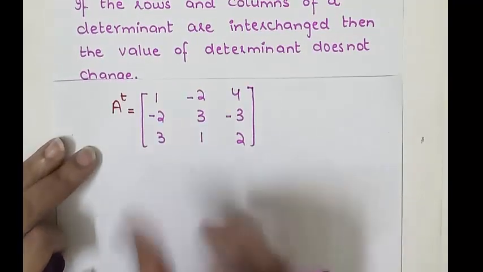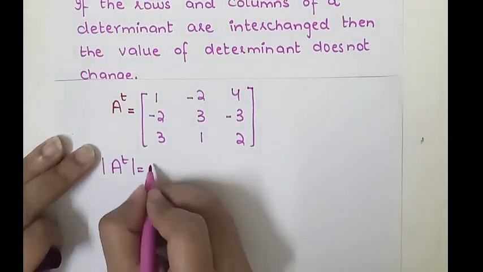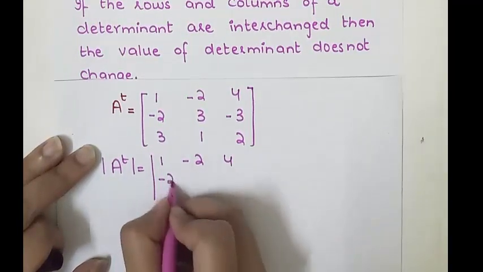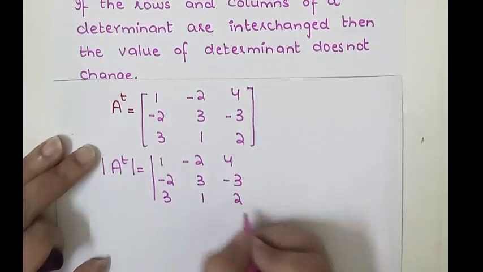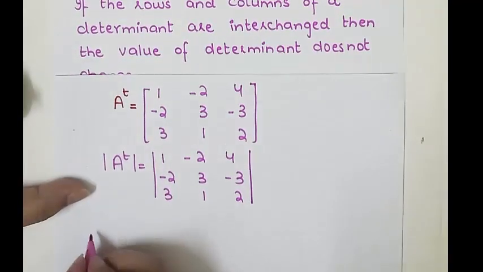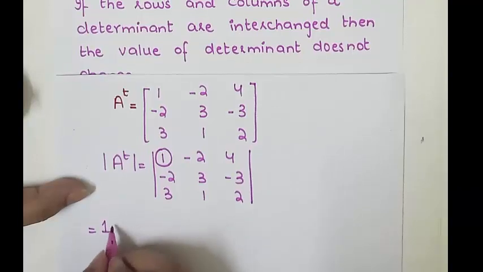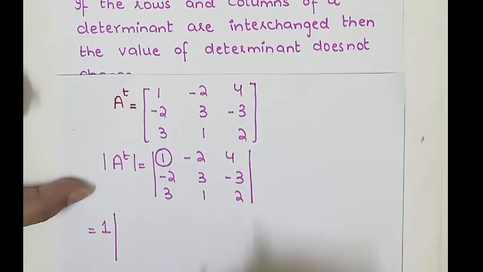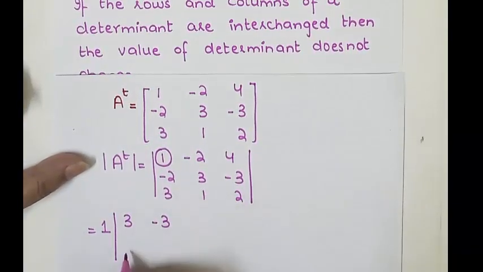Now we will take its determinant, writing it in determinant form first. 1 minus 2 4, minus 2 3 minus 3, 3, 1 and 2. Now we will take its determinant. First we will write this 1 outside the determinant. Now skipping this row and this column, we have 3 minus 3, 1 and 2.